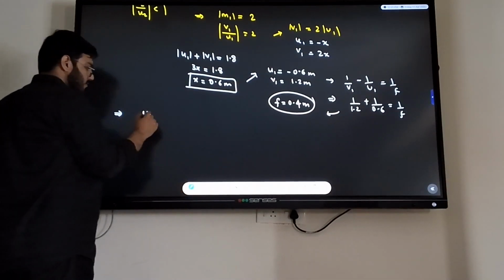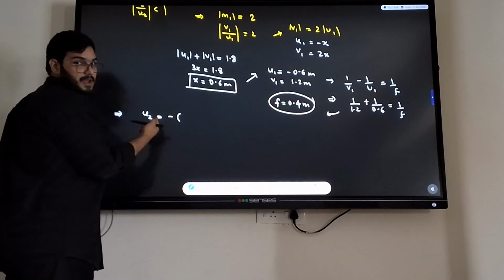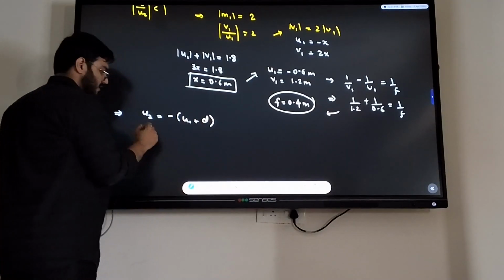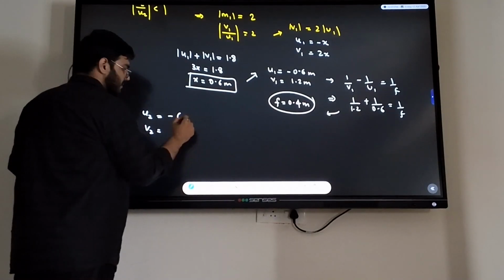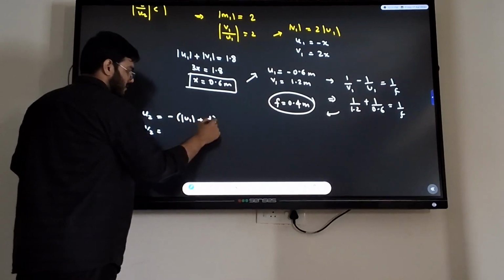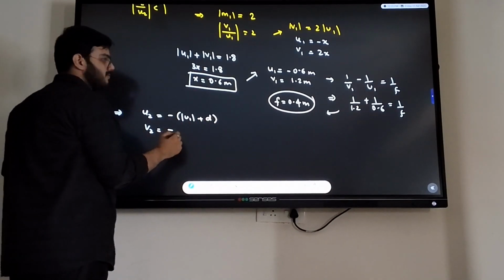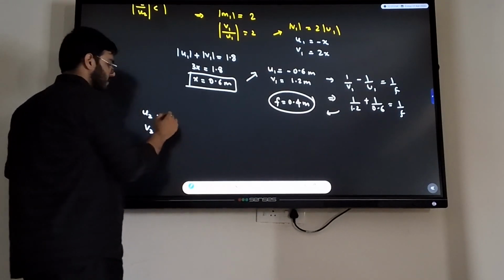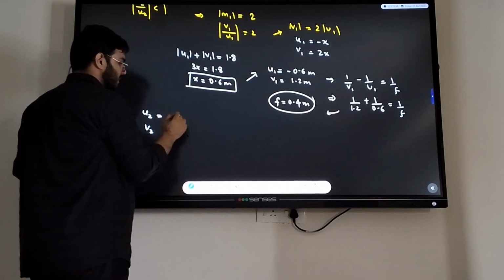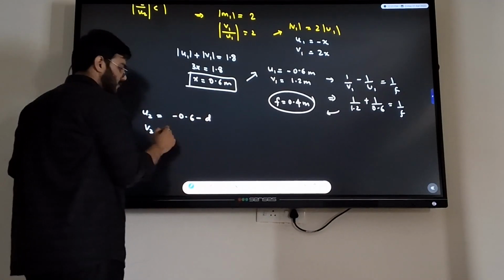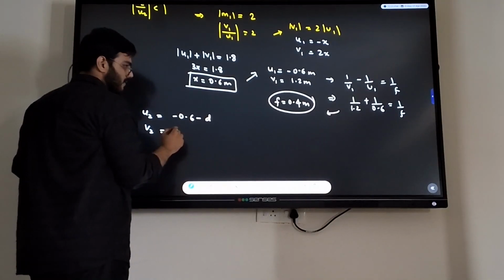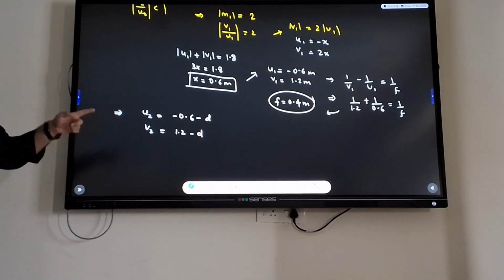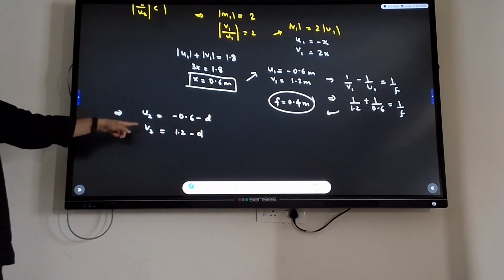So U2 is equal to minus, I am applying the sign convention as well, minus of U1 plus D. What is V2? At least let's take the magnitude as well. V1 minus D. So it should be something like minus 0.6 minus D, and V2 is 1.2 minus D. Am I correct? Yes, all of it in meters. Then I found my U2 and V2.